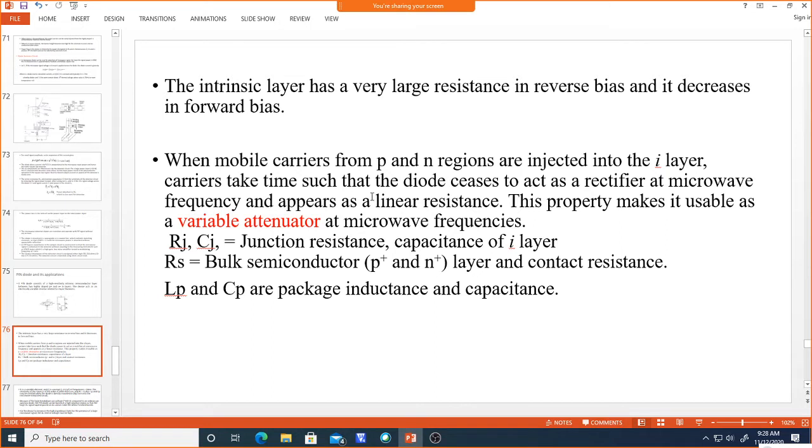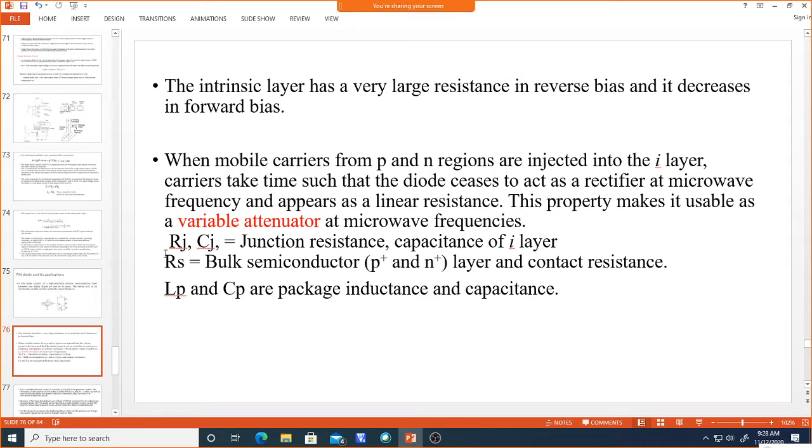When the mobile carriers from the P to N regions are injected into the I layer, the I layer carriers take time, such that the diode ceases to act as a rectifier, and at microwave frequency it appears as a linear resistance. So the time will be taken such that the diode ceases to act as a rectifier, and this property makes it usable as a variable attenuator at microwave frequencies.